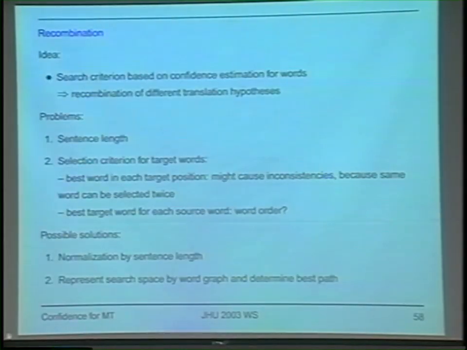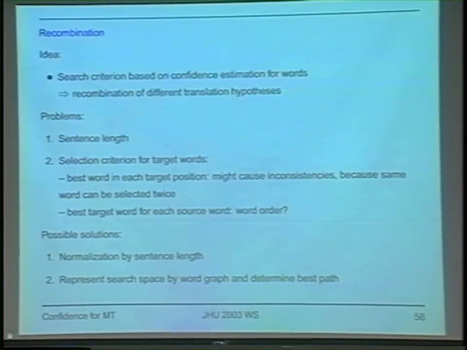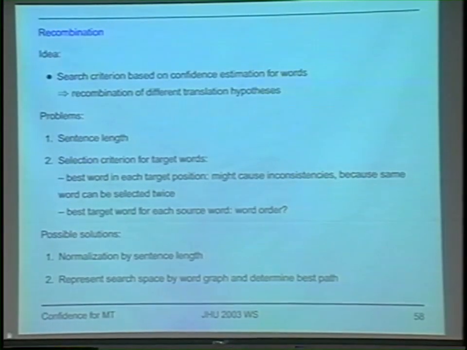So those were the results for the sub-sentence level. Now the question is how we're going to apply them. And we have some ideas that we want to explore after the workshop. So the idea is to use a search criterion that is based on this confidence estimation for the words or for the sub-sentence level. And then we can try to recombine different translation alternatives and get hopefully a better translation out of those. But there are a couple of problems with this approach.